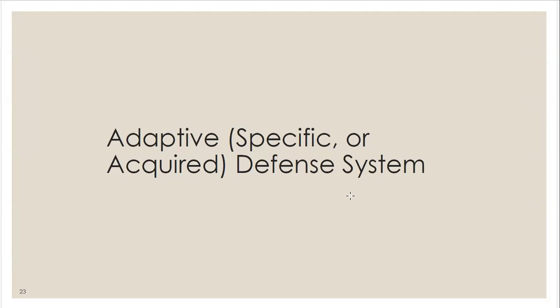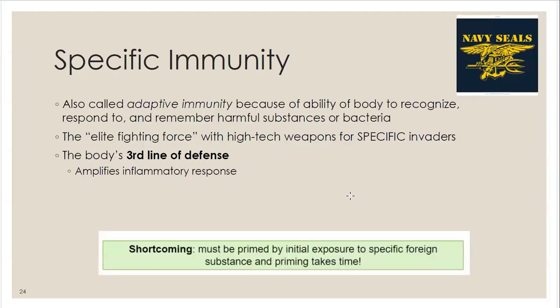All right, so next we're going to talk about adaptive or specific acquired immunity. Adaptive immunity is often described as the body's elite fighting force, due to its precision and effectiveness in defending against specific invaders. It is the third line of defense.